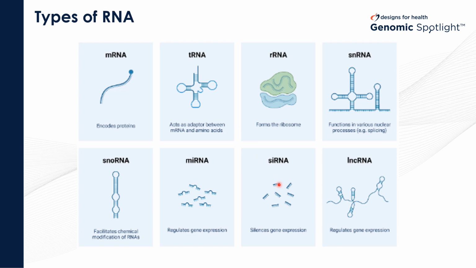siRNA, or small interfering RNA, are double-stranded RNA molecules, typically around 20 to 25 nucleotides or letters in length. And siRNA are involved in the process known as RNA interference, which is a natural mechanism cells use to silence or knock down the expression of specific genes.